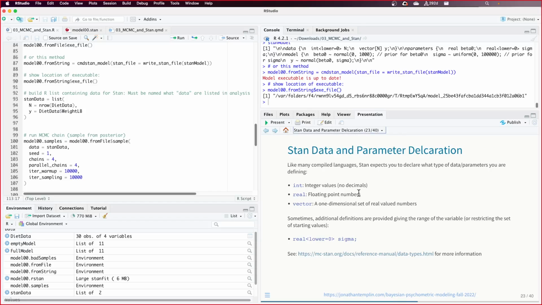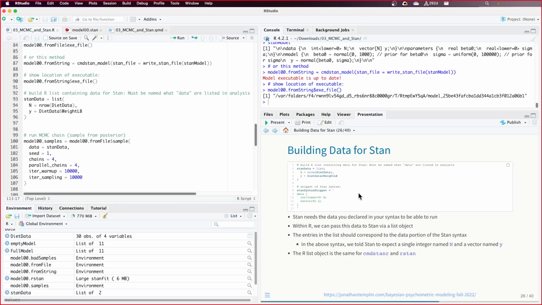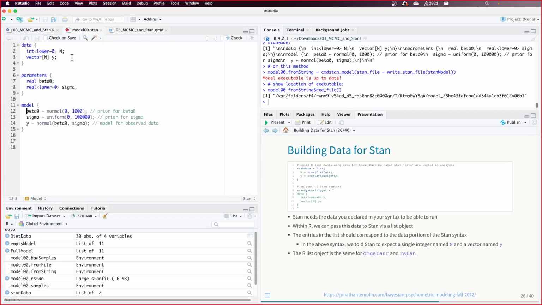is getting our data ready to put into Stan. Now you remember, in our Stan syntax, I told Stan to expect two pieces of data, two pieces of information. One is a single number for the sample size, n, and one is a vector, or an array of floating point numbers, whose length is equal to n.